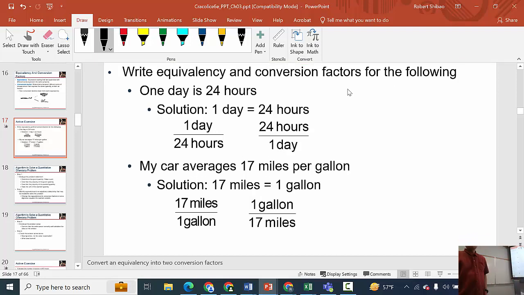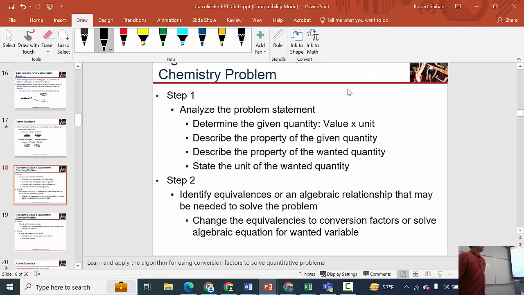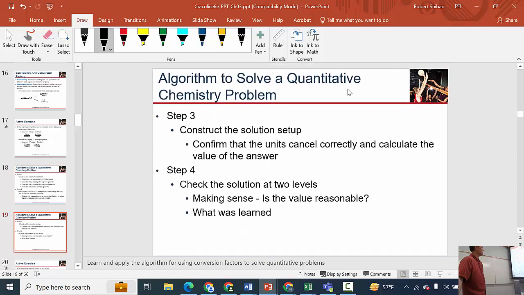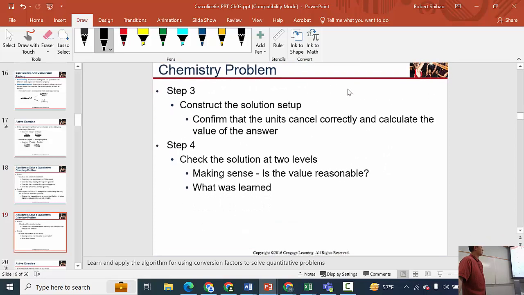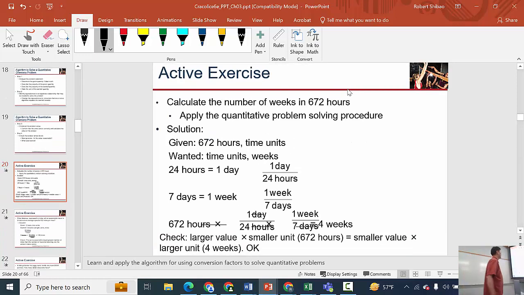All right, so basically I have an algorithm here. This algorithm I just put in my own words: we start off with a given quantity and then we just add conversion factors until we get the desired thing. And so that's my thing here.